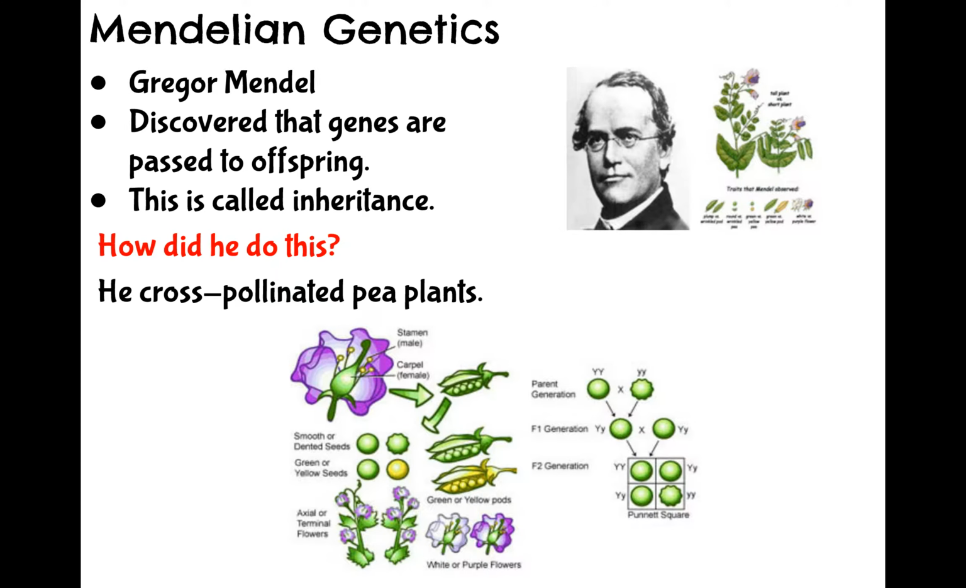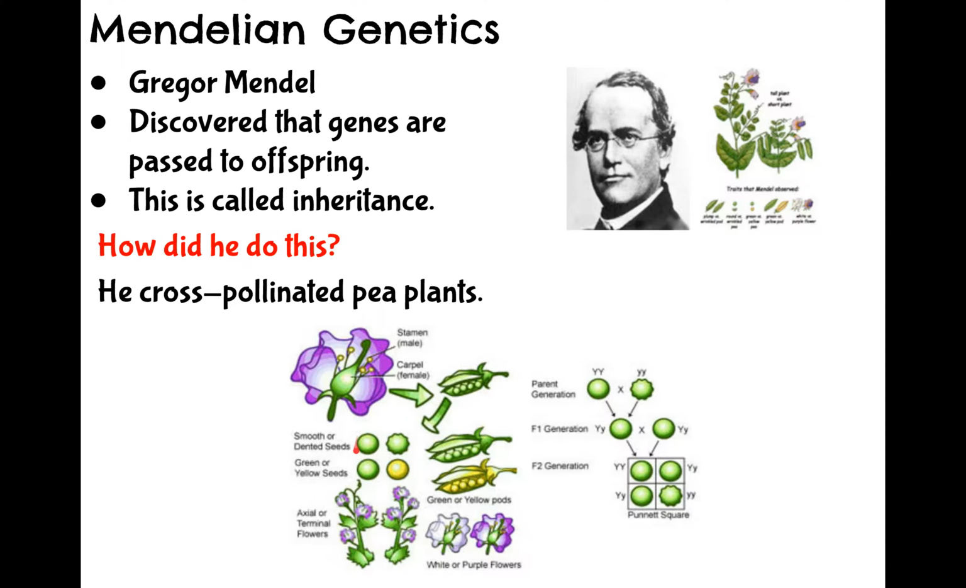What he did was take pea plants and cross-pollinate them. You can see the pea plant here. He took the stamen, which is the male part, the pollen if you will, and the carpel, which is similar to the ovary of the female. He cross-pollinated it, taking pollen from here and putting it on the other to produce offspring. This was the offspring that he produced.